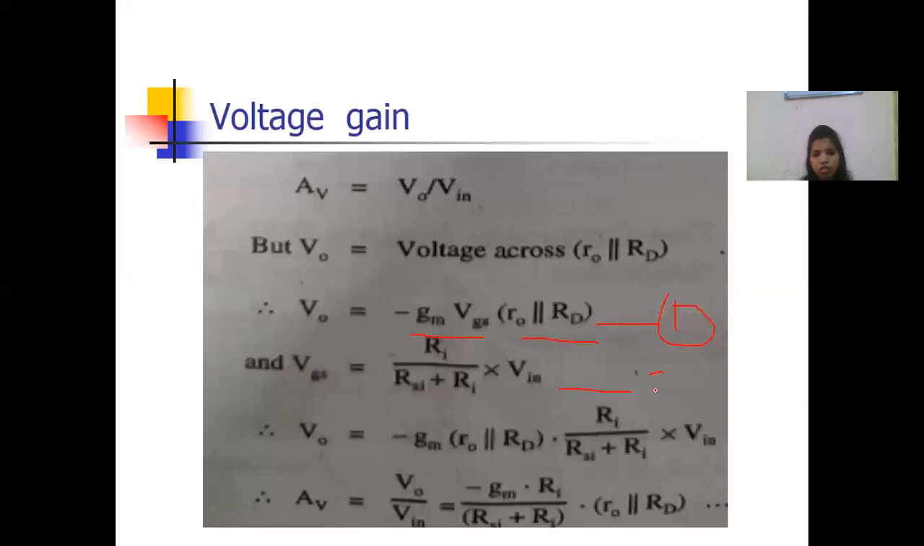Now put the value of VGS from equation 2 into equation 1. So V naught equals minus gm R0 parallel RD times Ri upon Rsi plus Ri times V in. Now V in will be divided. Then V naught upon V in is your voltage gain: minus gm Ri upon Rsi plus Ri, times R0 parallel RD. The minus sign indicates that it behaves like an inverter. It means you give a positive input signal, you get a negative output.